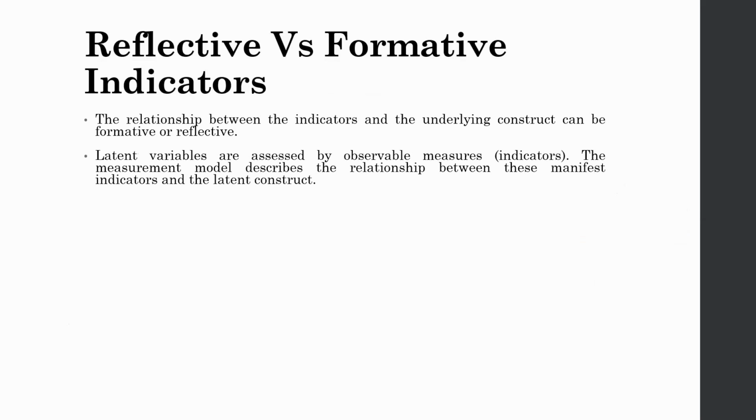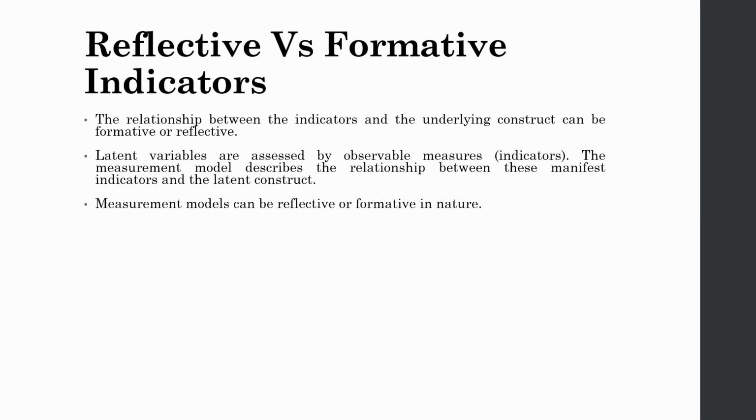Now, latent variables are assessed by observable measures, that is, indicators. So we assess the latent variables, as I explained earlier, through indicators, the items that we collect based on our search of the questionnaire. The measurement model describes the relationship between these manifest indicators, items, and the latent construct. The objective of the measurement model is how well these items are representing and measuring the latent construct.